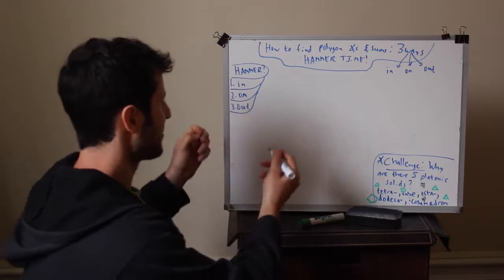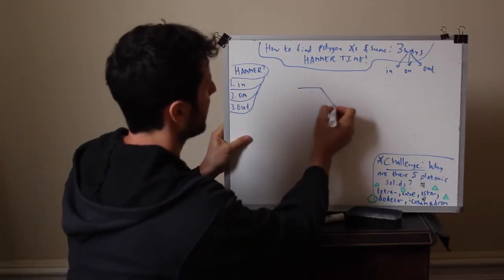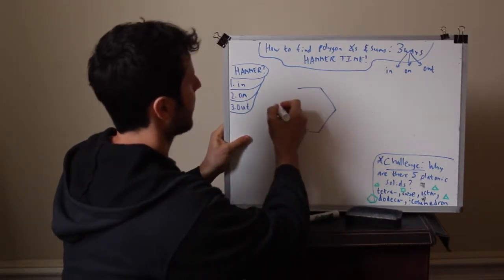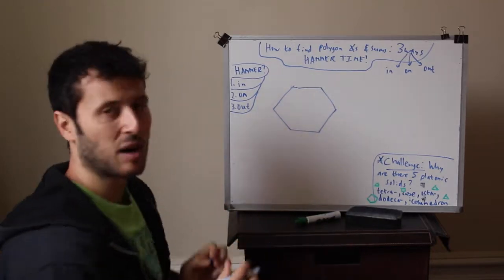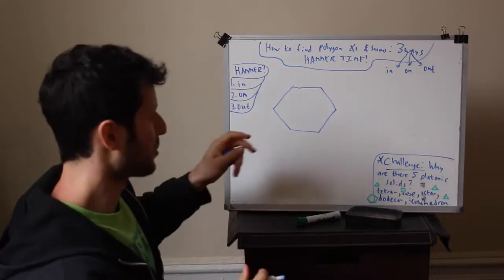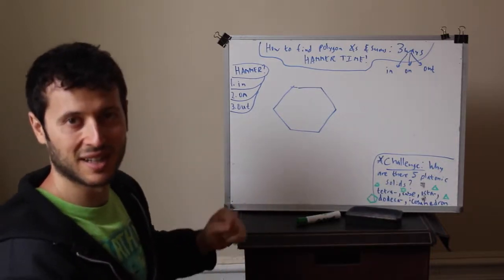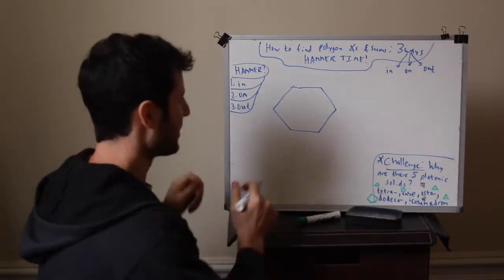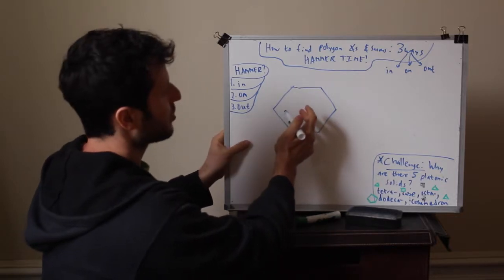So let's say we have something like a hexagon. Now, for our purposes, I'm just going to focus on the hexagon, but you can do this with any other shape. You can do this with pentagons, octagons, nonagons, heptagons, whatever. So let's assume this is regular.